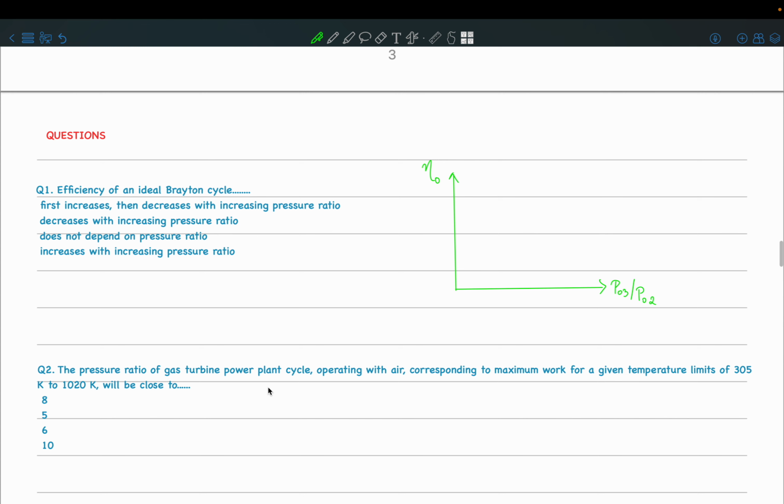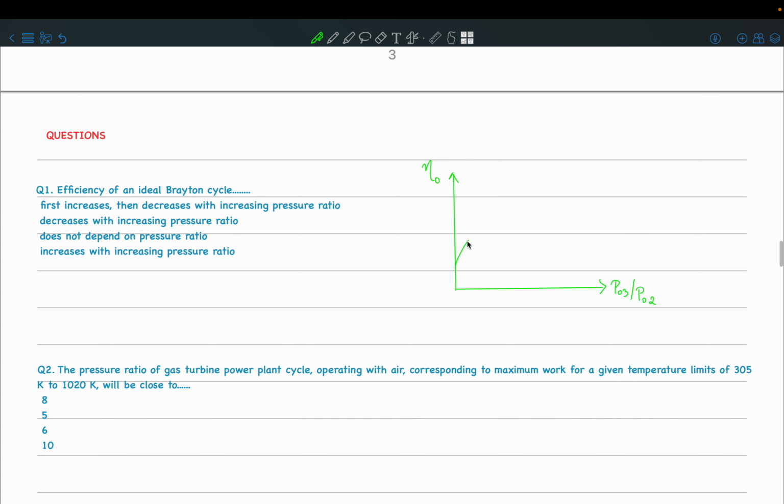So question number 1, efficiency of an ideal Brayton cycle. What happens? Does it increase with the compressor pressure ratio or decrease, or first increase then decrease? So what is the answer here? Yes, it increases with increasing pressure ratio.